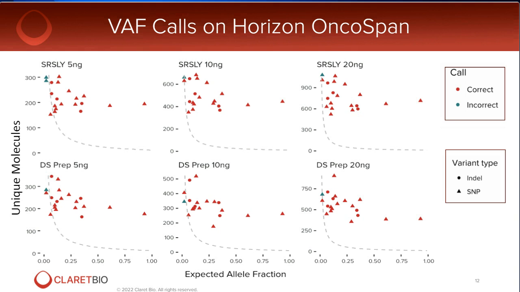So at the 20 nanogram inputs, SRSLY and double-stranded preps both missed 1 SNP. Same thing at the 10 nanogram level, and at the 5 nanogram level, SRSLY missed 2 SNPs, while the double-stranded prep only missed 1. All of these blue incorrect calls by LoFreq were able to be correctly called by eye upon further analyses of the data.